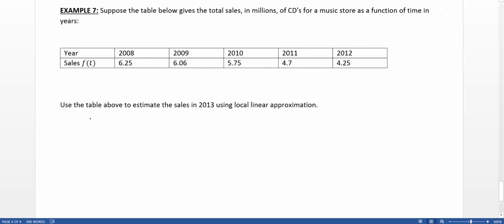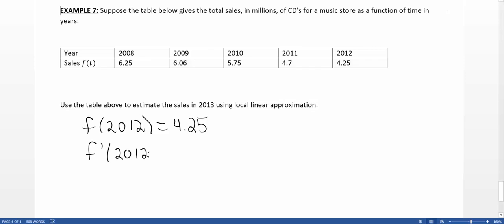We know that f of 2012 equals 4.25. That's the number on this table that's closest to 2013. So we always want to get as close as possible to make our approximation as good as we can. Now, in order to be able to use local linear approximation, we also need the derivative at 2012. Notice that we didn't have the derivative in the setup of the problem here.